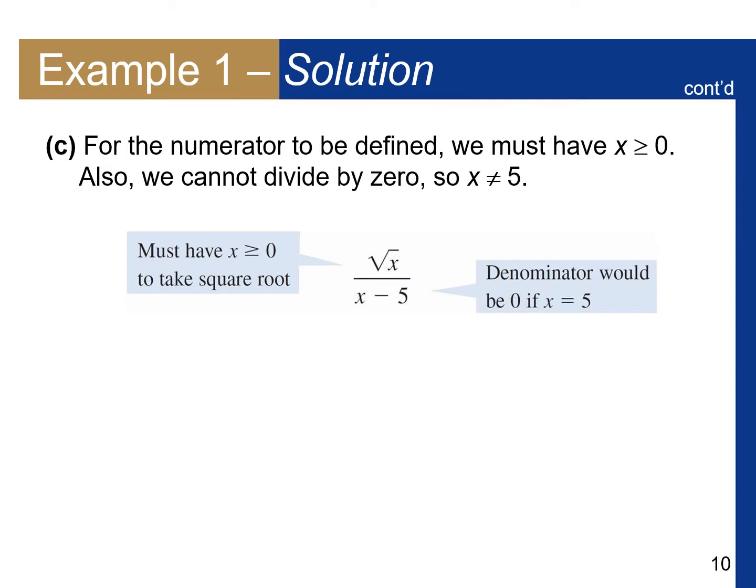In our last one, we have to take a look and see up here, we don't want this to be anything that is negative, so it has to be greater than or equal to 0. And on the bottom, I would get 0 if I put 5 in for x. So I have to keep both of those things in mind. So it's going to be for all x such that x is greater than or equal to 0. That's by the top. However, I have to say, and x cannot equal 5, because if it does, I'll get 0 on the bottom.